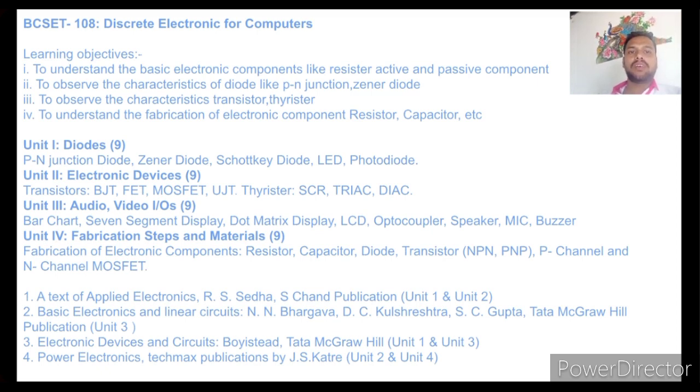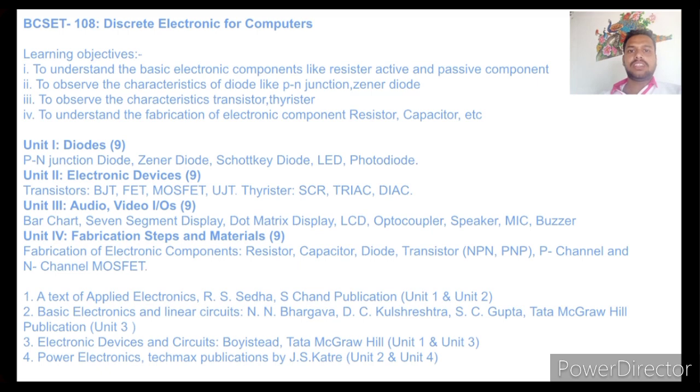Fabrication of electronic components: resistor, capacitor, diode, transistor, NPN, PNP, P channel, N channel, MOSFET. How to fabricate an electronic component is discussed in this unit.